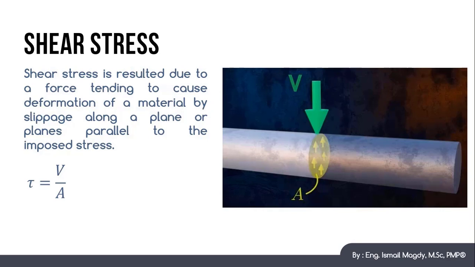If our beam is loaded perpendicular to its axis, then the internal forces created inside the section are called shear stresses. We can derive the formula for the shear stress the same way we did for the normal stresses, which ends up with the following formula. Tau, which is the Greek symbol used for shear stress, equals V over A, where V is the shear force and A is the area of the cross section.